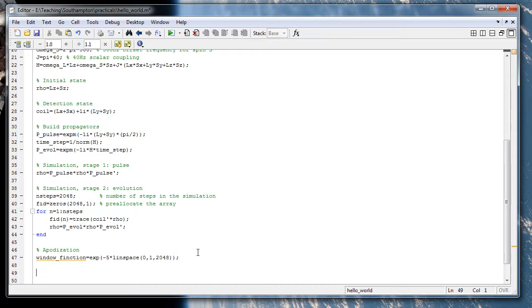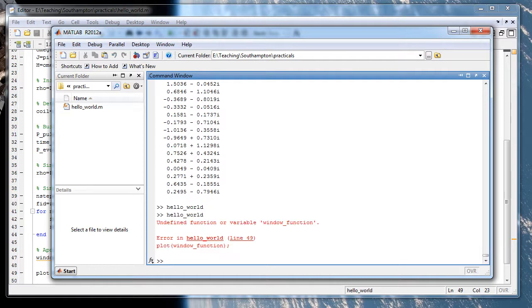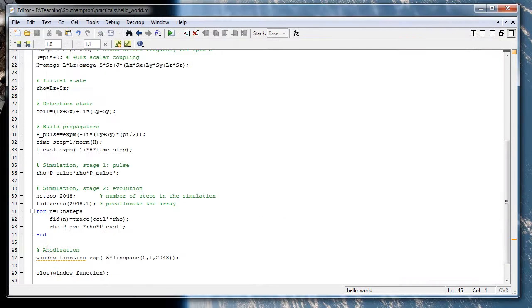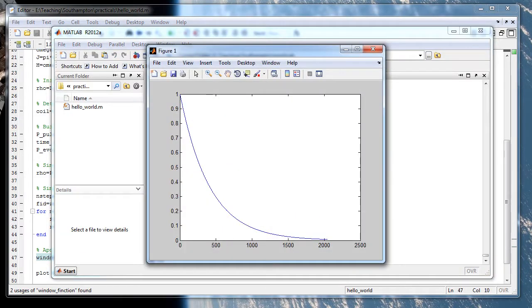So let's see what we've got out of it. Plot window function, just to take a look at what it is. Going back to our MATLAB window. Hello world. Undefined function or variable. Have I made some kind of typo? Yes. So back to MATLAB, and that's our decaying exponential, and you can see this is a pretty decent window function.